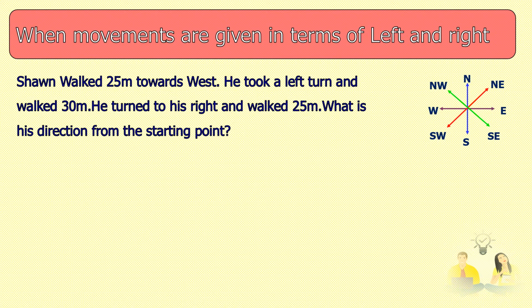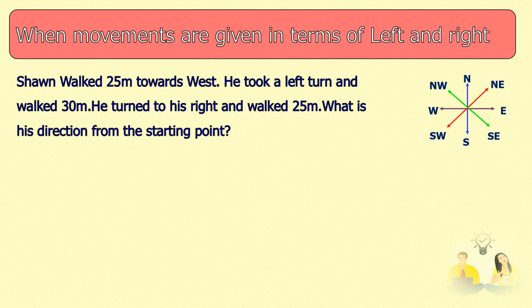When movements are given in terms of left and right, again one more question. Sean walked 25 meters towards west. He took a left turn and walked 30 meters. He then turned to his right and walked 25 meters. What is his direction from the starting point?